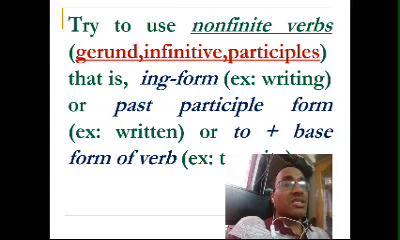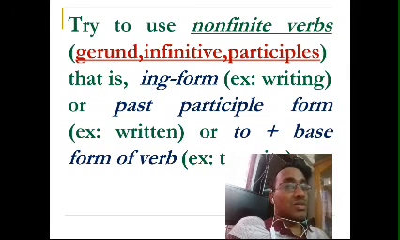We can make a gerund by adding ing with a verb. We can make a participle by adding ing, that is the present participle, verb 1 plus ing, and verb 3, the past participle form of the verb, is called the past participle. And we can make an infinitive by adding to before the base form of a verb. So to plus the base form of a verb is called infinitive. These three types of non-finite verbs can be used to write a chart.